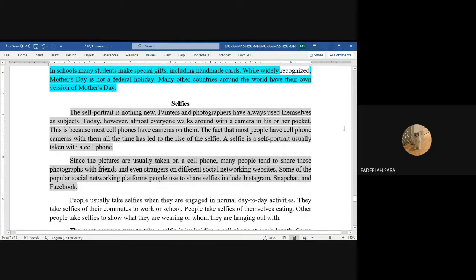The fact that most people have cell phone cameras with them all the time has led to the rise of the selfie. A selfie is a self-portrait usually taken with a cell phone. Since the pictures are usually taken on a cell phone, many people tend to share these photographs with friends and even strangers on different social networking websites. Some of the popular social networking platforms people use to share selfies include Instagram, Snapchat, and Facebook.